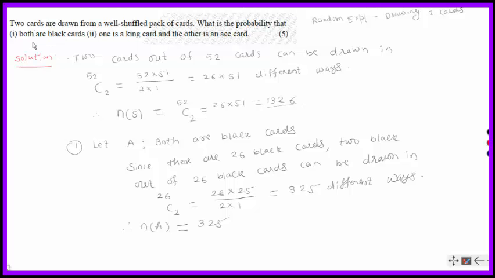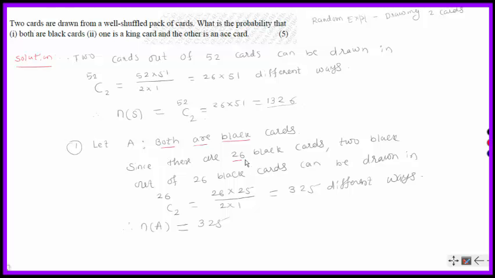Now we are asked to find the probability that both are black cards. We have drawn 2 cards. The cards may be king card, queen card, both red cards, or both black cards. We don't know whatever it may be. But here it is given to find the probability that both cards are black cards. This is an event. First we have to find in how many different ways this event can happen.